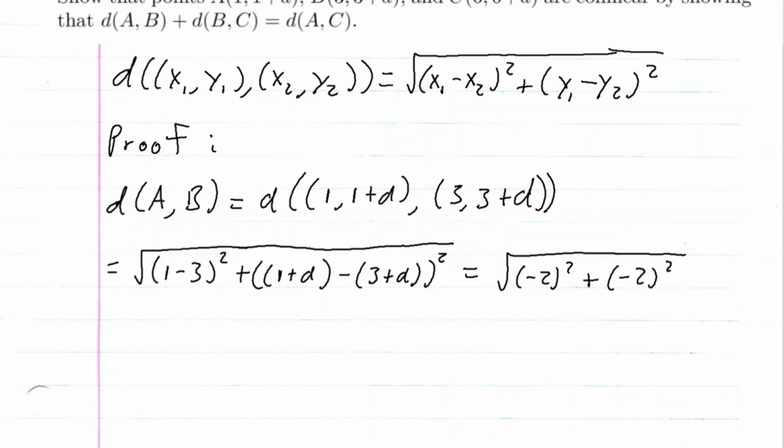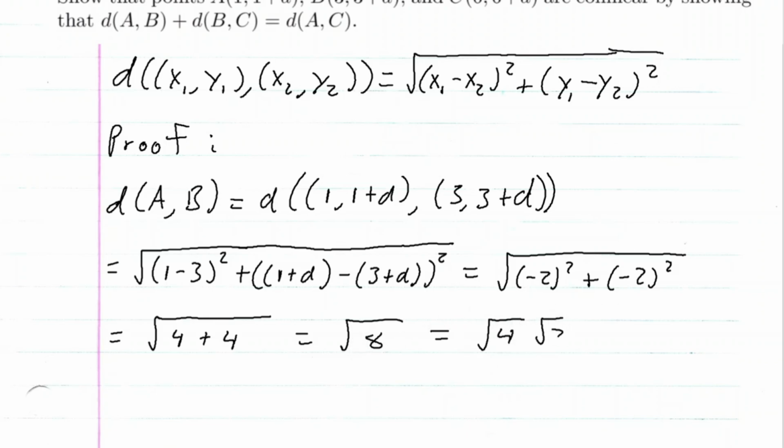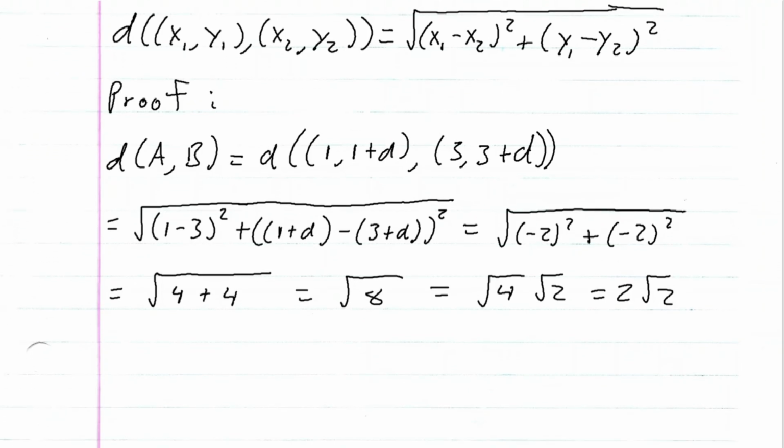Okay, so this will give us the square root of 4 plus 4, which is equal to the square root of 8, which we can reduce a little bit better. This is the same thing as the square root of 4 times the square root of 2, and this is equal to 2 square roots of 2. Okay, so we know the distance between A and B is equal to 2 times the square root of 2. Let's go ahead and find the distance between B and C.